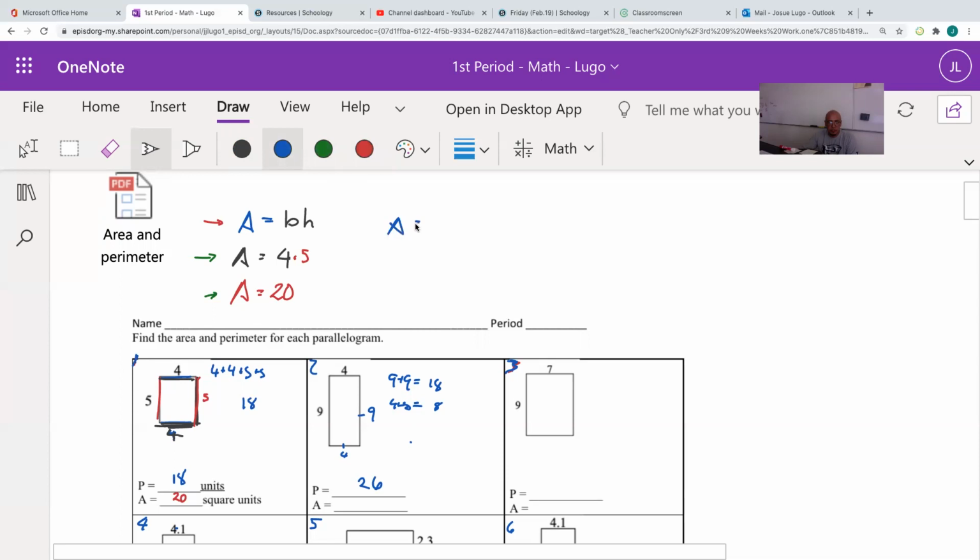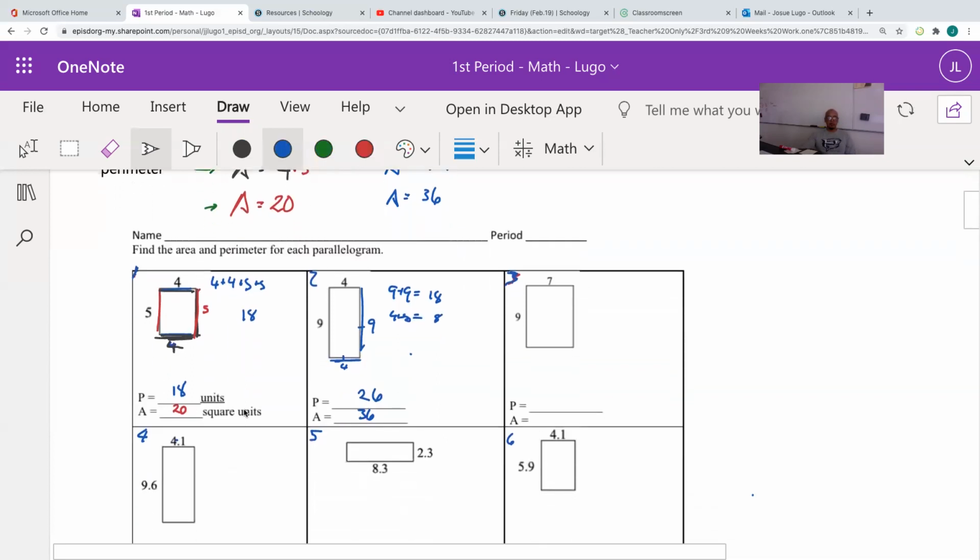If we look at the area for number 2, our area is going to be, again, base times height. So our area is going to equal the base, which is 4 units, times our height, which is 9 units. So my area is going to be 36 units.